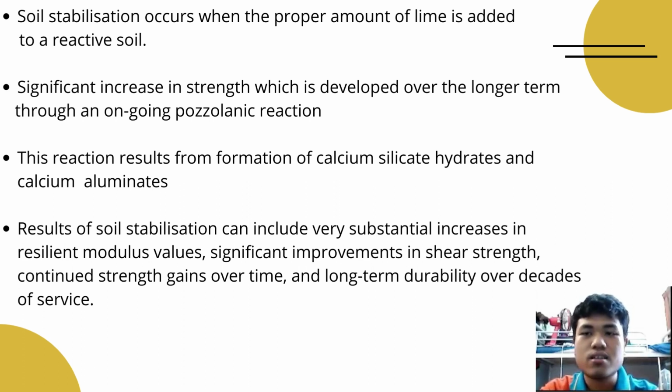Soil stabilization occurs when the proper amount of lime is added to a reactive soil. For soil stabilization, there is a significant increase in strength, which is developed over the longer term through an ongoing pozzolanic reaction. This reaction results from the formation of calcium silicate hydrates and calcium aluminates, as the calcium from the lime reacts with the aluminates and silicates solubilized from the clay mineral surface. The results of soil stabilization can include very substantial increases in resilient modulus values, significant improvement in shear strength, continuous shear gains over time, and long-term durability over decades of service.